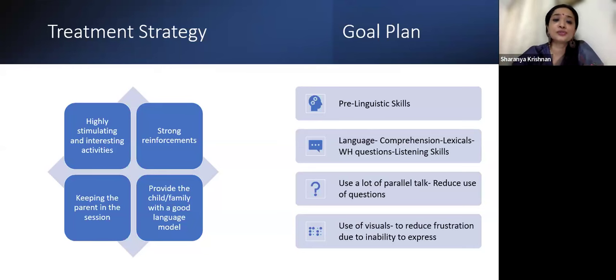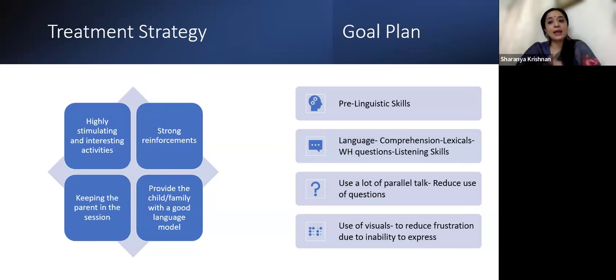The third thing is use of strong reinforcement. And the fourth is to provide the child and the family with a good language model, considering the fact that the child uses abusive language, which probably has been wrongly modeled by the grandfather, who also uses abusive language at home. And it is very, very important for us to highlight the benefits of providing good language models to children so that they pick up good language as well.